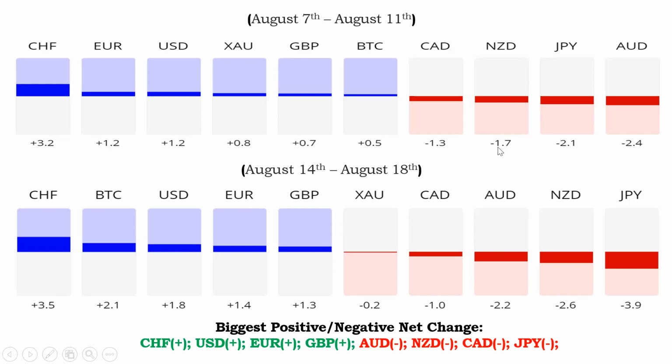We see NZD moving from negative 1.7 to negative 2.6, coming out top on my list to trade, except we have high impact news from the Reserve Bank of New Zealand coming up. Again, Japanese yen, scoring negative 2, is now down to negative 3.9. Good pair to trade. And the Australian dollar is moving from negative 2.4 to negative 2.2. So you can see it is gaining some strength, although still on the negative side.